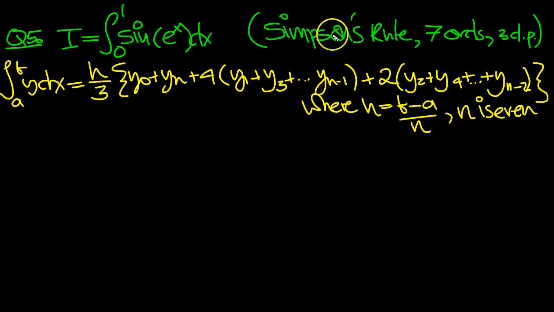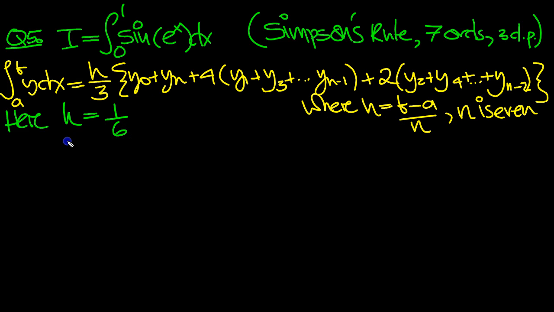Evaluate this integral using Simpson's rule with 7 ordinates to 3 decimal places. So let's have a go at this then. The first thing to do is to work out h. So here h equals (b minus a) over n. 1 minus 0 is b minus a, over n. 7 ordinates, so the number of intervals is 6.